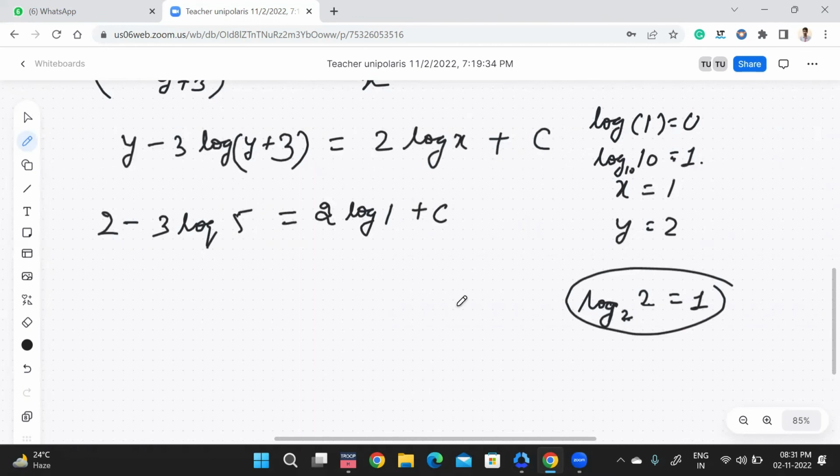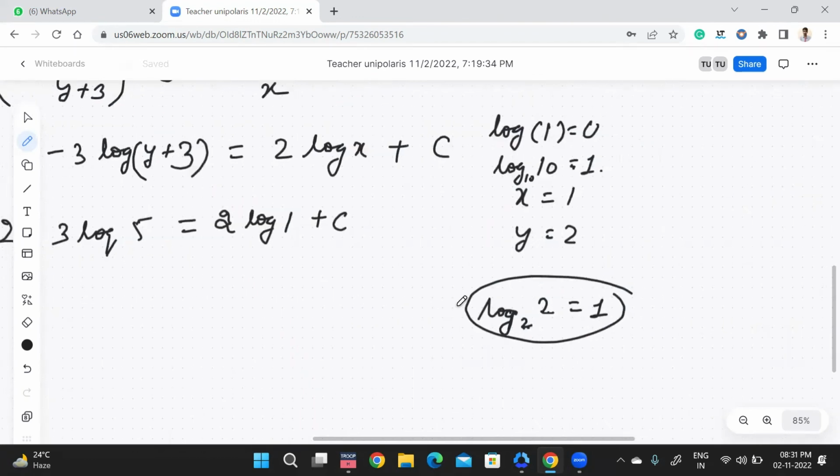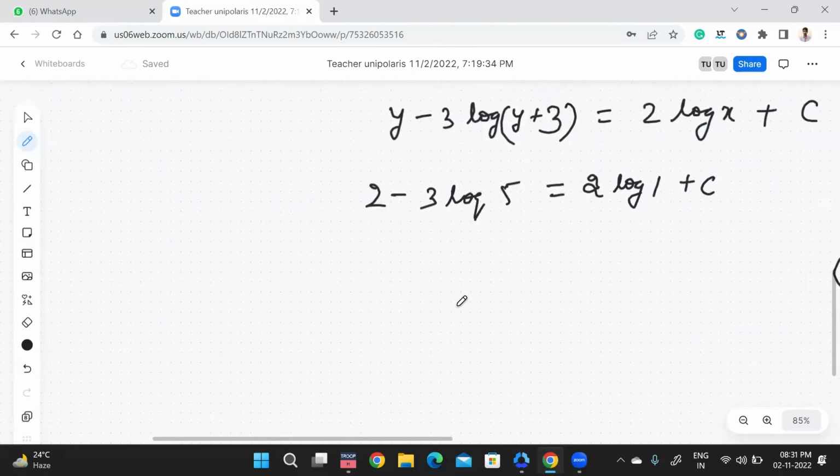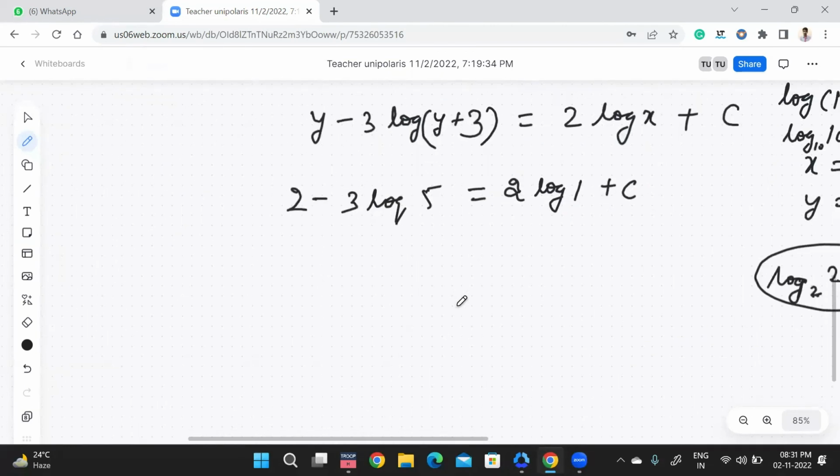We are talking about base 10. And if you do log 10 squared, you'll get 2. If you do log 10 cubed, you'll get 3. Why? Because this exponent just comes in the front, and this log 10 is 1, so you get 2 into 1. So we can solve it a little bit more to get that this is 0. So c is 2 minus 3 log 5.